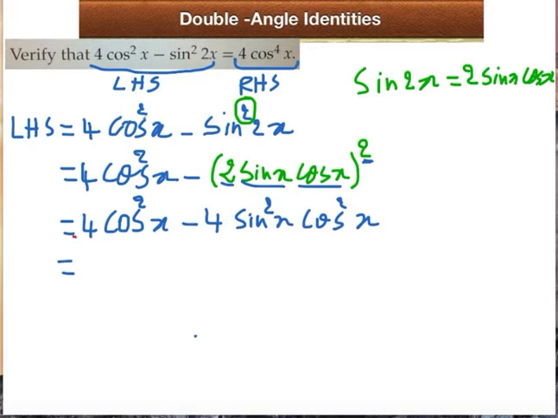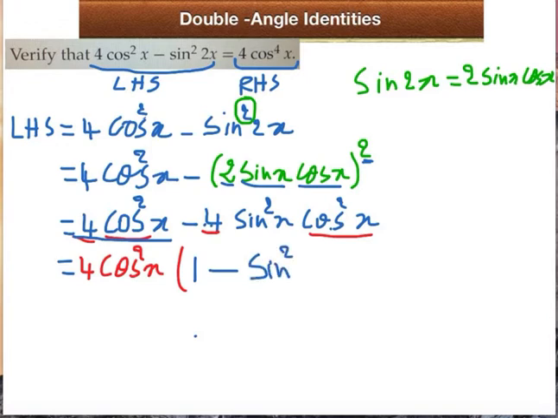Equals. Can you see that 4 is a common factor? Yes. And cosine square is a common factor? Yes. I'm going to take that as a common factor: 4 cosine square x, and I open a bracket. What is left inside the bracket? Instead of 4 cosine square, which is out, I get only 1. Minus, 4 cosine square are out, so what is left? Well done. Sine square.